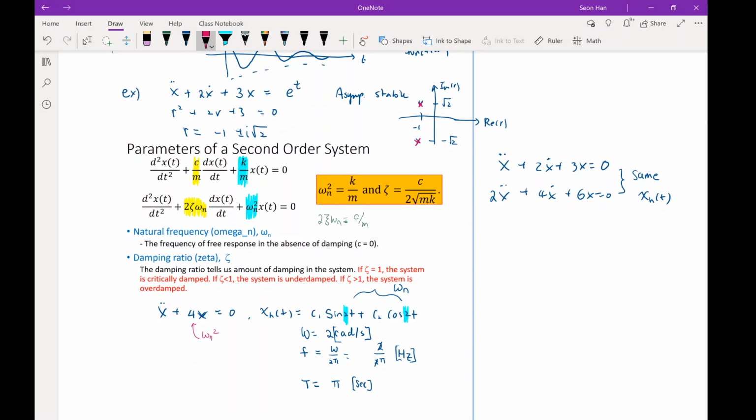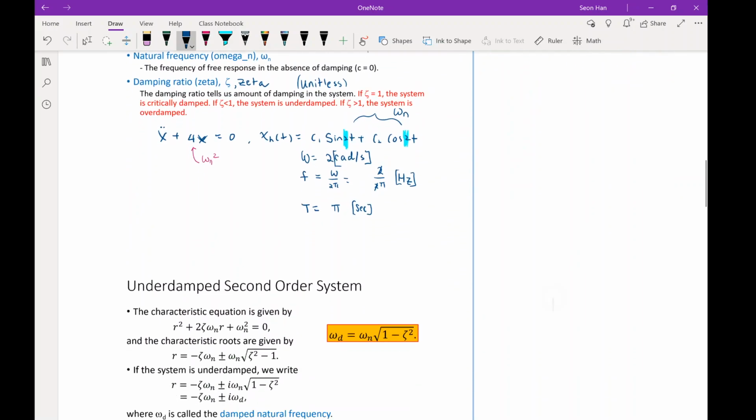This is the Greek letter zeta. Zeta is called the damping ratio, and it's a ratio, so it's unitless. So why is zeta important? Why don't we just leave it as c over m? It's because the zeta tells you the amount of damping you have in the system. If zeta equals 1, you have a critically damped system. If zeta is less than 1, you have an underdamped system. If zeta is greater than 1, you have an overdamped system. Why? The reason is in the next slide.